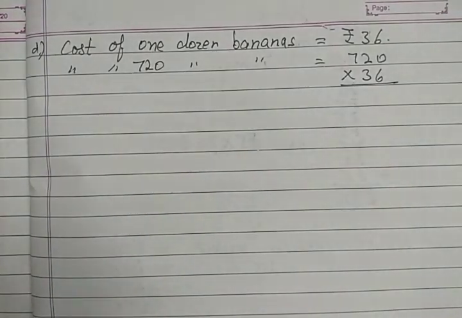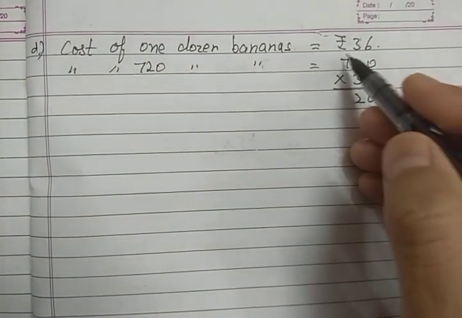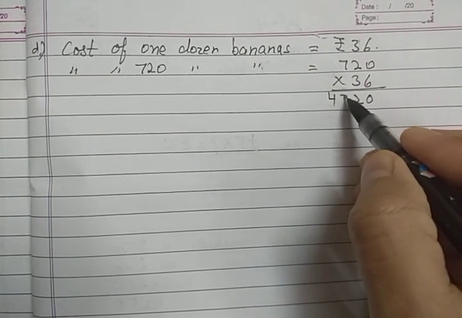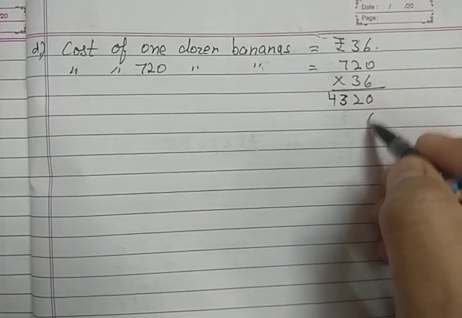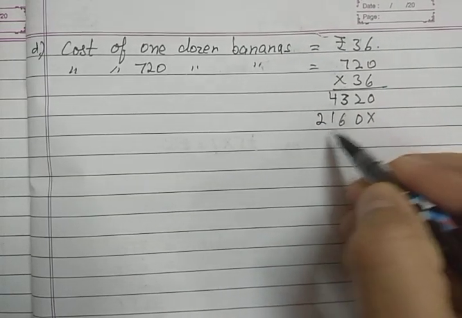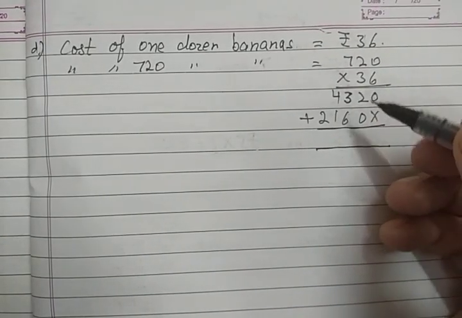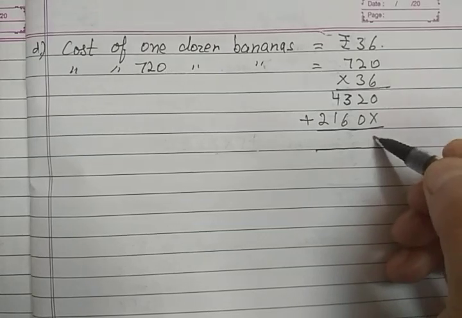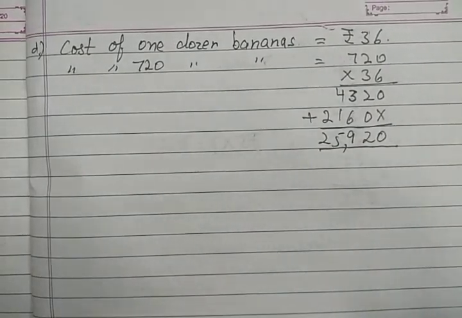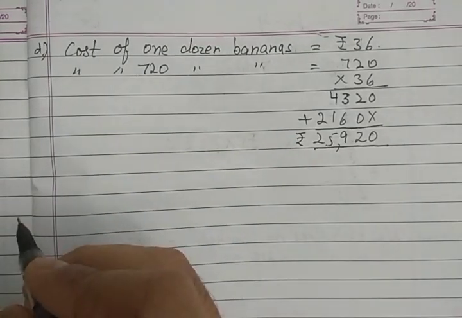So again multiply it. You know how to multiply. 6 zeros are 0, 6 twos are 12, 1 carry over, 6 sevens are 42, plus 1 is 43. Then multiply by tens place. 3 zeros are 0, 3 twos are 6, and 3 sevens are 21. Add them, we'll get the cost of 720 dozen bananas. 25,920 rupees. So we'll write the answer.